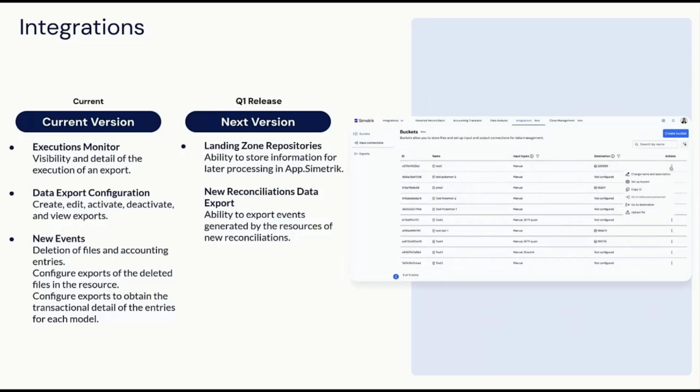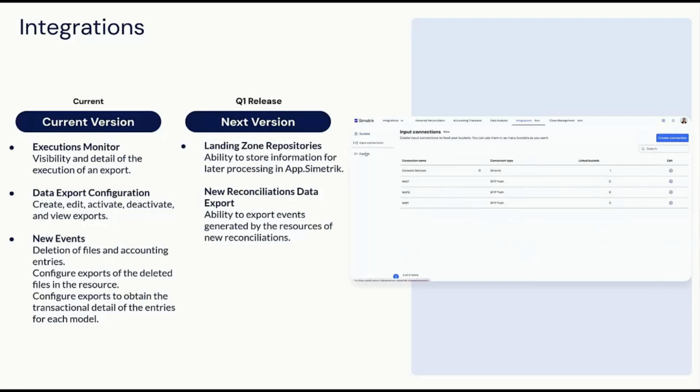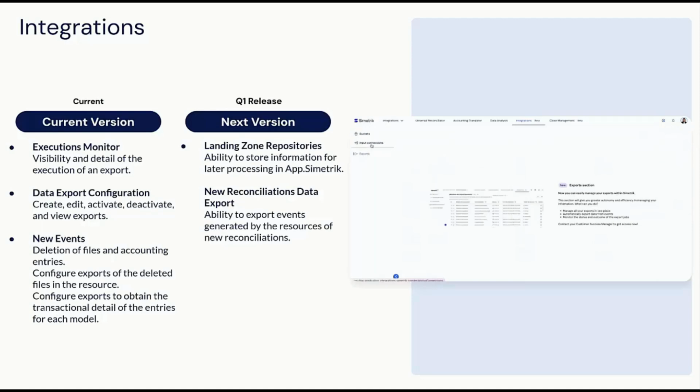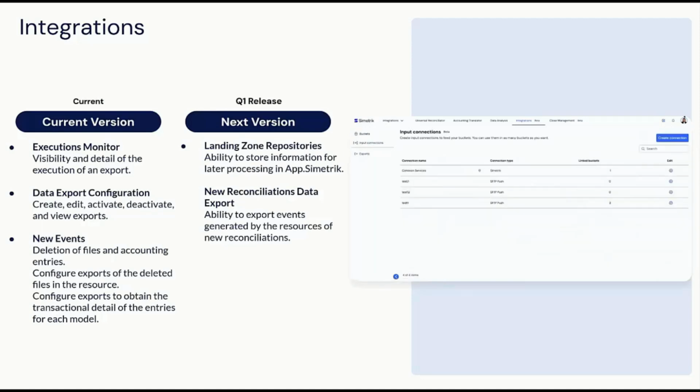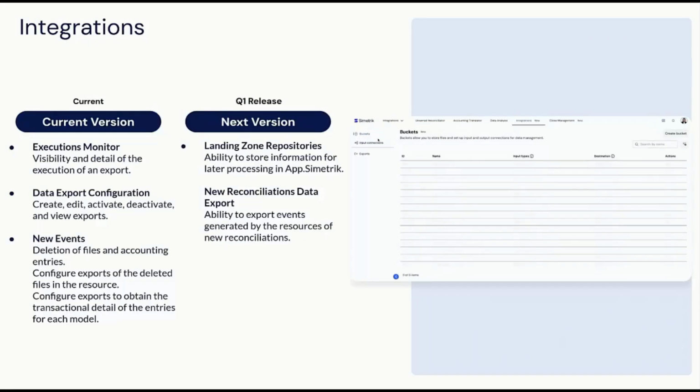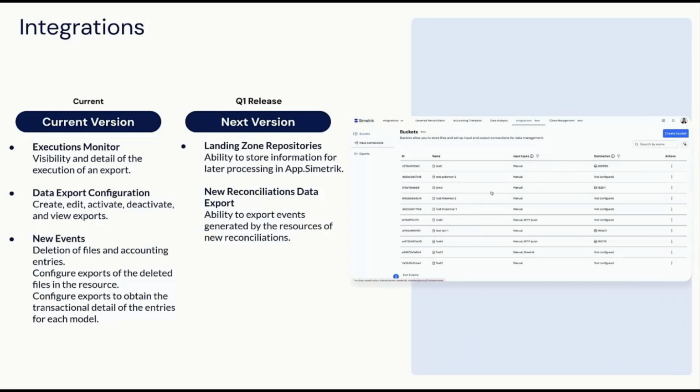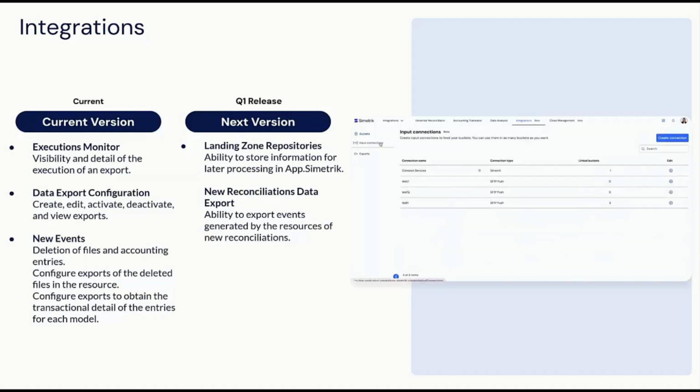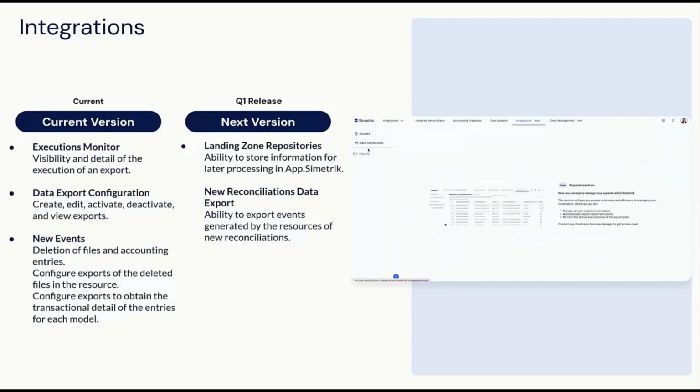What's coming this quarter? It's crucial. We're going to do something we've been exploring with some clients, but now we're giving you the tools to make it easier, which are landing zone repositories. What does this mean? As the data export will output information in text format and can store it in S3 or Google Cloud, we at Simetrik can consume that same information.